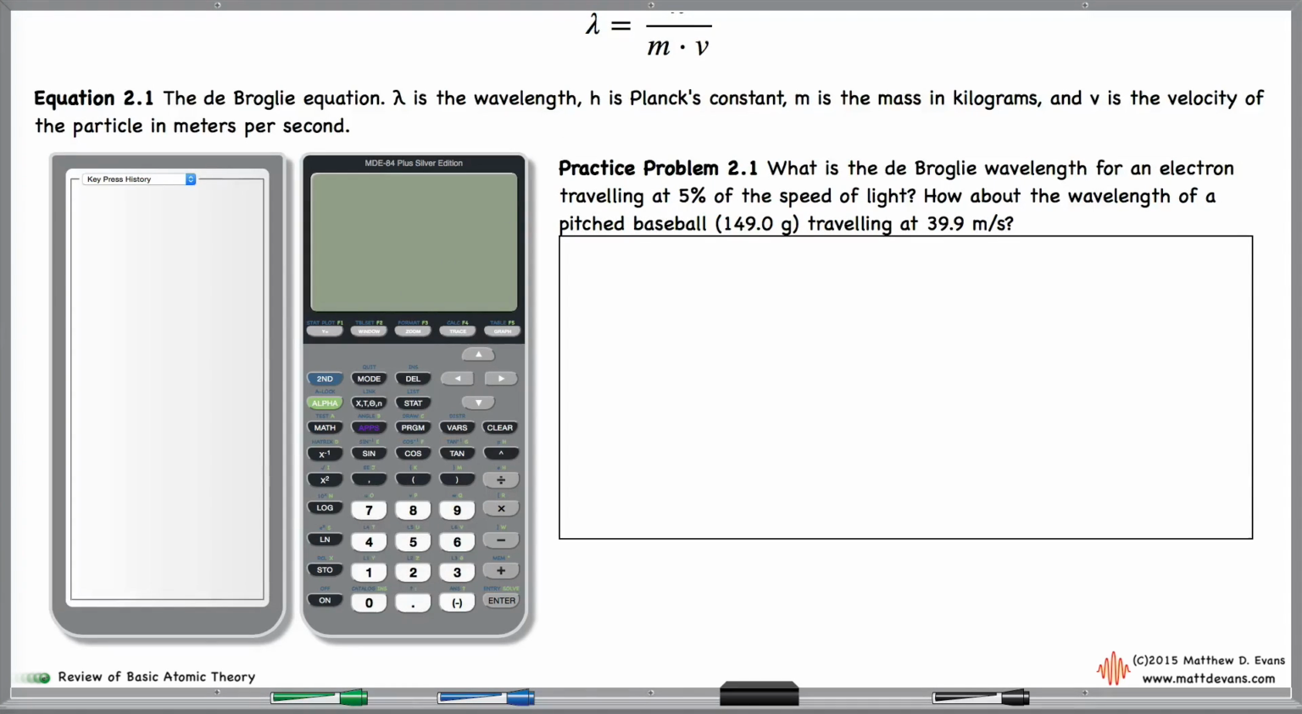It's pretty straightforward. All right, so what we're going to do here is look at the first part of this question: an electron traveling at 5% of the speed of light, and we're going to try to calculate the de Broglie wavelength. So I already goofed up. The wavelength, which is lambda, equals Planck's constant, which I have memorized. You can just look this up if you don't know it. So 6.26 times 10 to the negative 34th. I have the units memorized on this. It's joule seconds.